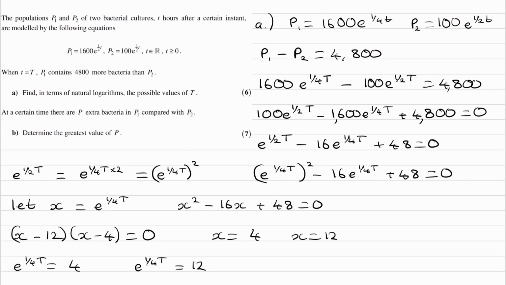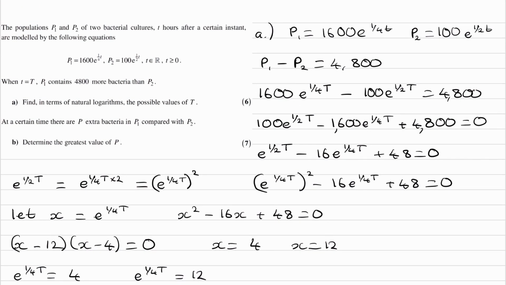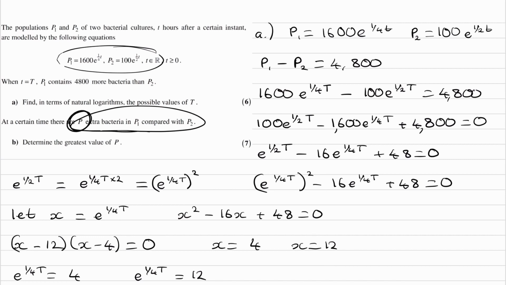Okay, so on to part B: determine the greatest value of P. It says that at a certain time, there are P extra bacteria in P1 compared to P2. How are we going to break this down? First of all, you want to get an equation for this, so P in terms of P1 and P2. You can then use what we have up here to replace P1 and P2 with functions of time, so we get an equation for P as a function of time, with those exponentials in there.